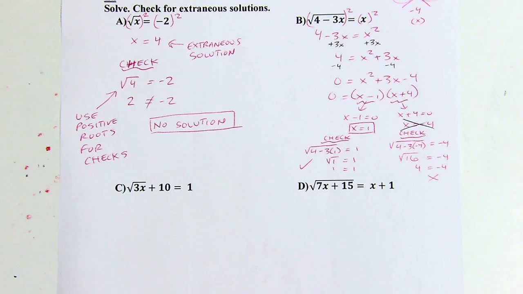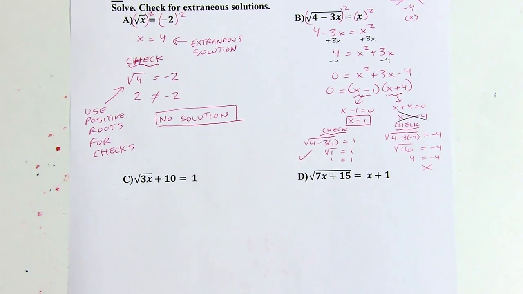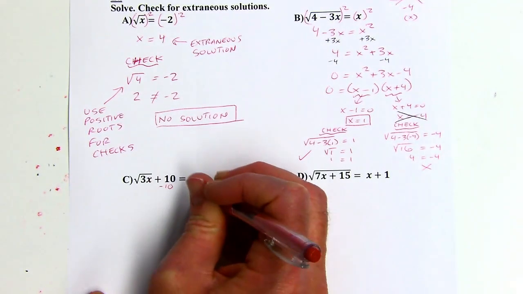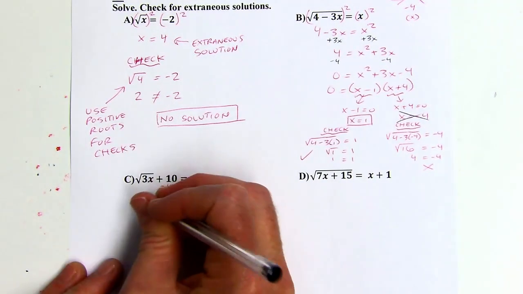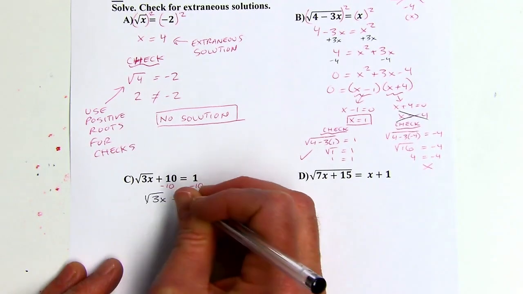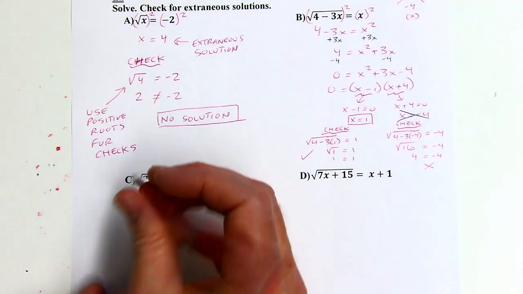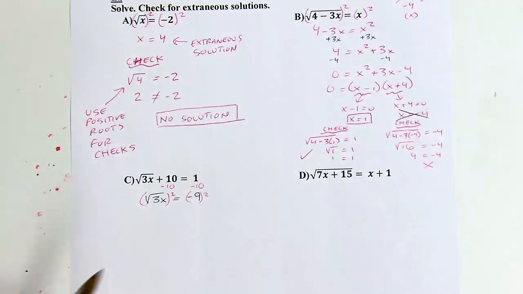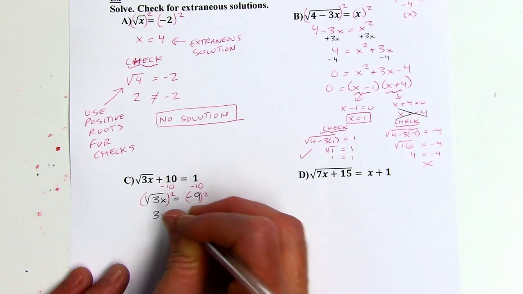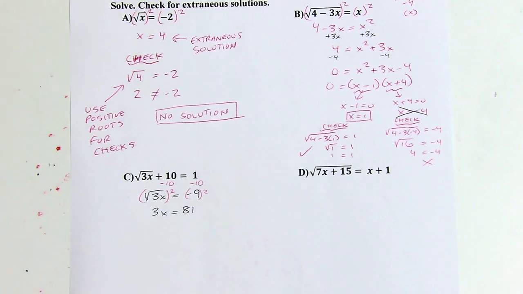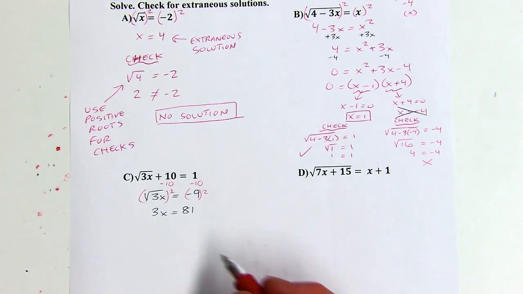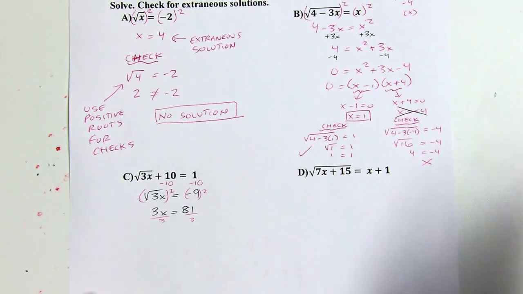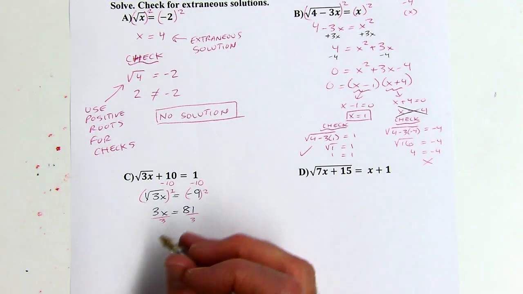Okay? All right, let's try a couple more. So I want to isolate the radical here. Then I want to square this. And I have 3x equals 81. Negative 9 times negative 9 is positive 81. Okay, let's divide by 3. And x is going to equal 27.